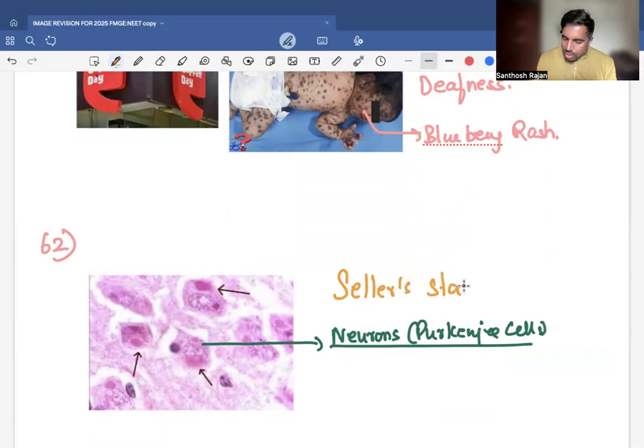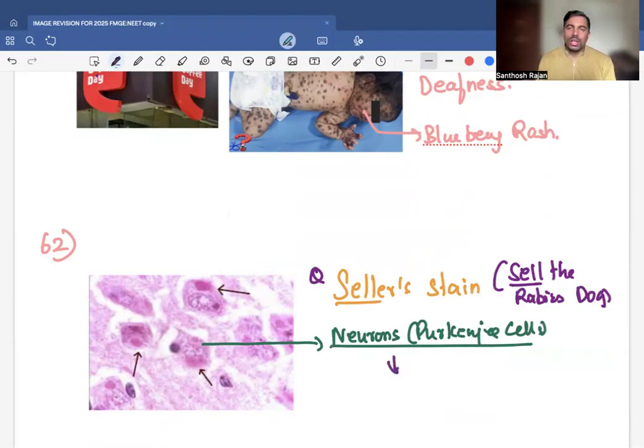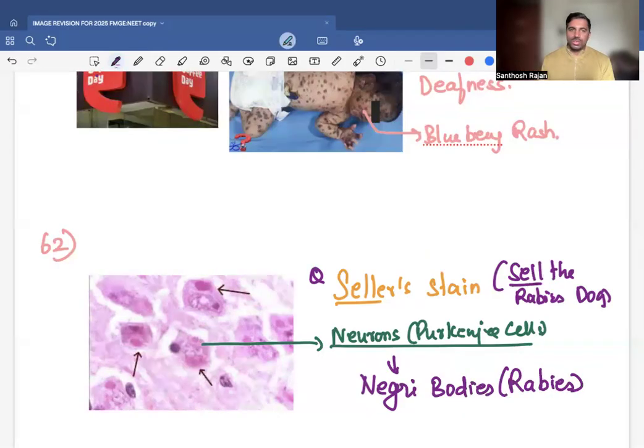Seller's stain, okay? So you will 'Seller' the which dog? Rabies dog. So you will Seller the rabies dog. Remember like that. So this is a special stain, important. What is the thing you're seeing inside? The one which you call Negri bodies. Yes, you look for Negri bodies. Negri bodies mean rabies. The bullet shaped virus. Okay, that's it. Very, very simple. So this is for rabies.